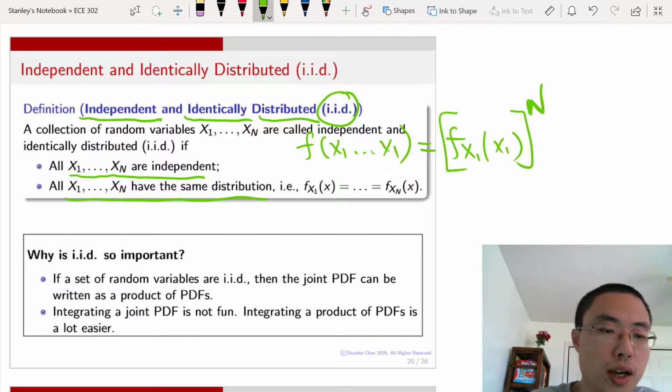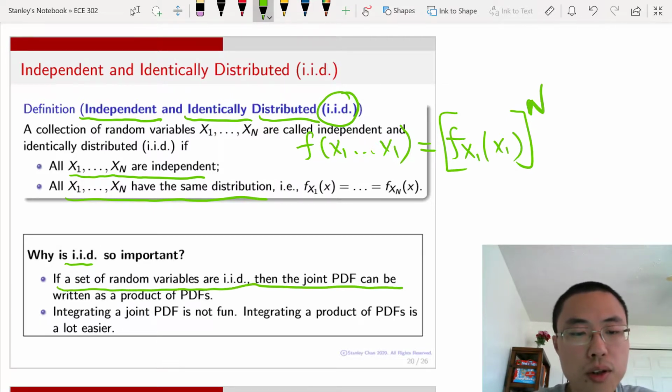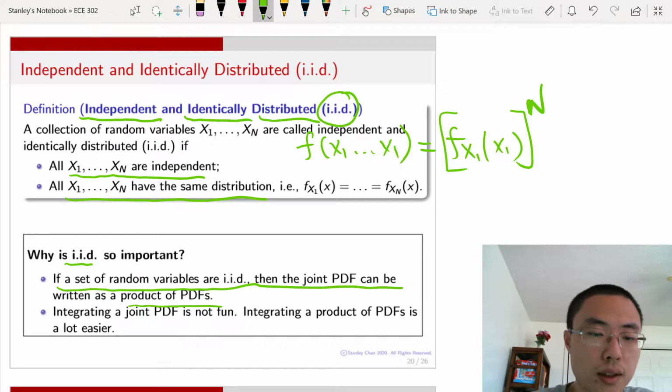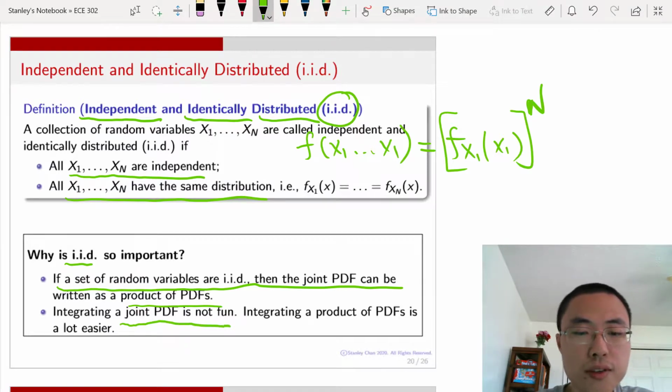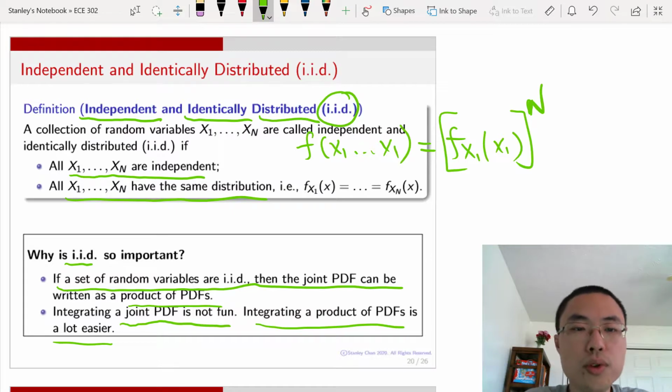Okay, so why is this IID so important? If a set of random variables are IID, then the joint PDF can be written as a product of individual marginal PDFs. This is coming from the independence property. Okay, and integrating joint PDFs is not fun. Integrating a product of PDFs is a lot easier, right? So that is a computational reason behind why we want to deal with IID random variables. And I promise you will be able to see a lot of IID examples later on in this course.